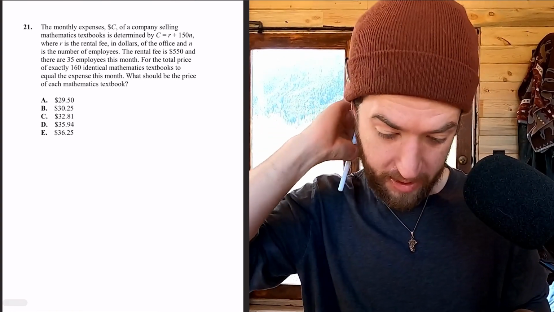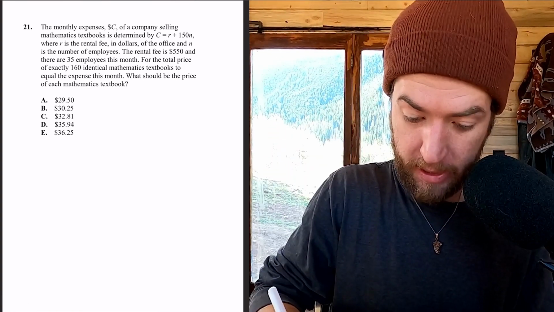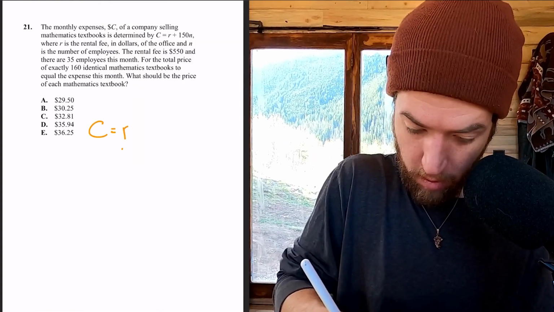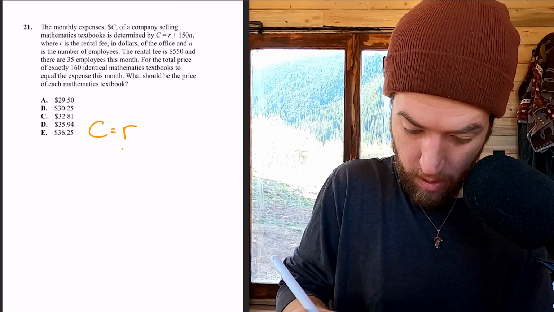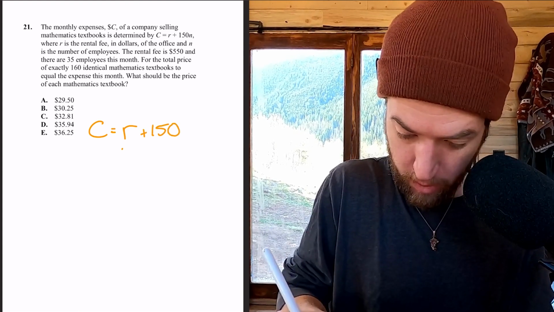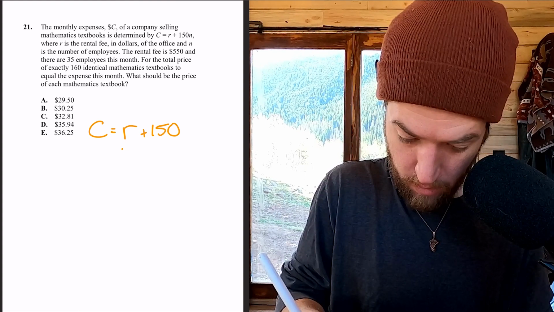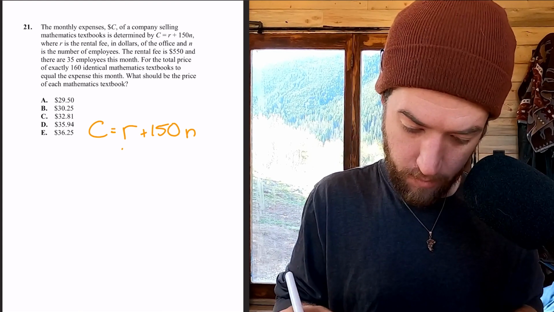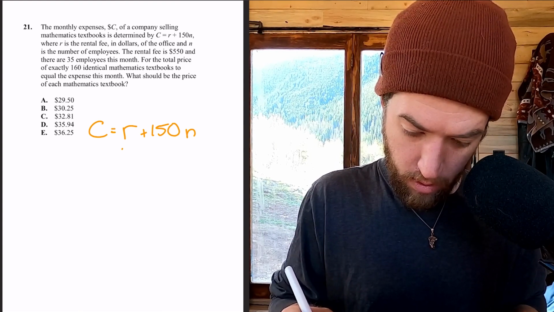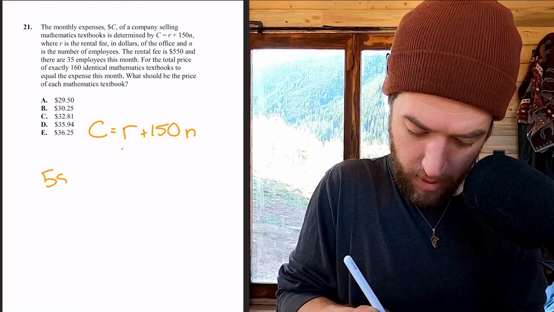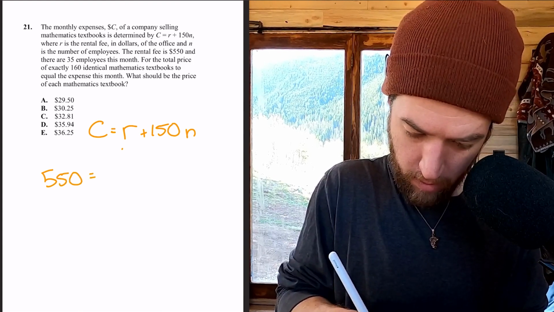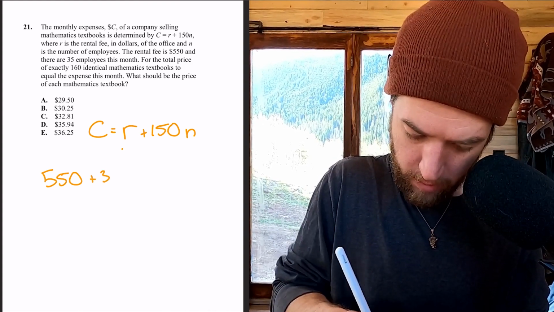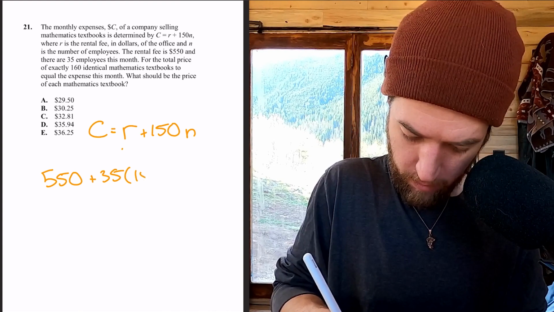All right, the monthly expenses C of a company selling mathematics textbooks is defined by this equation. Cost is R, the rental fee, plus 150 times, I assume, the number of, what is N? N is the number of employees. Okay. The rental fee is $550. There are 35 employees for the month. So plus 35 times 150.